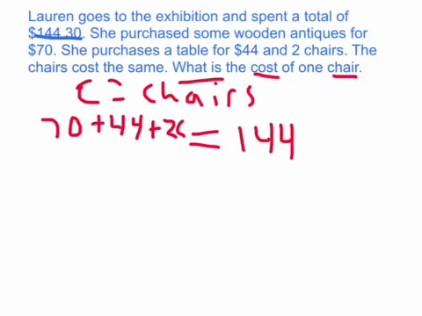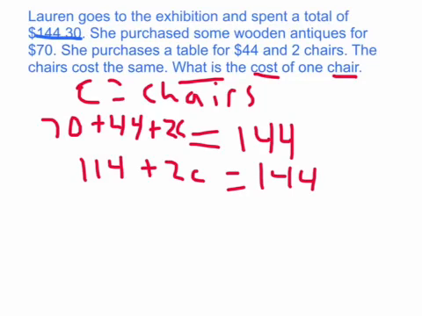So from here you can solve. First, you want to combine like terms, 70 and $44. You can combine those. That would give you $114. And then just bring everything else down. So plus 2C equals 144, and now just solve. So now we're going to do the order of operations opposite. Any adding, subtracting first. We'll have a positive 114 here, so I'm going to get rid of it by subtracting 114.